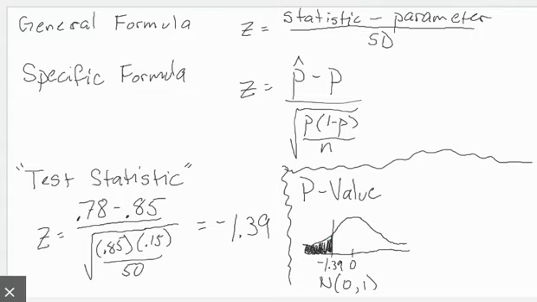But before you go grabbing your calculator and going normal CDF from negative 99 to negative 1.39 and then 0, 1, before you do that, we need to jump ahead to the big ideas. Because there's some things about the p-value that you need to know. There's some things about hypothesis tests that you need to know. So flip your note sheet to the big ideas.